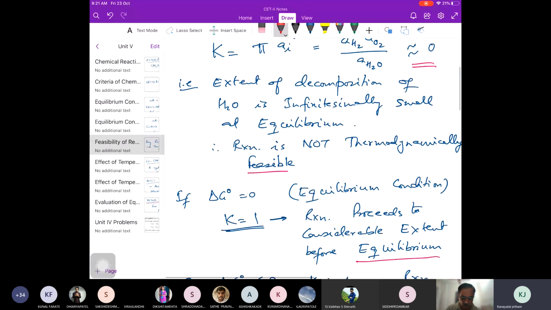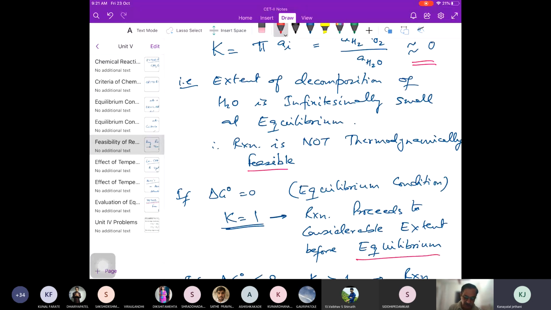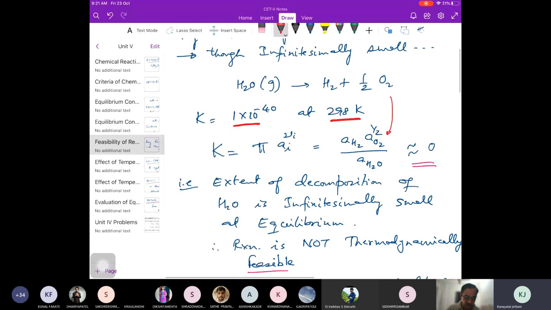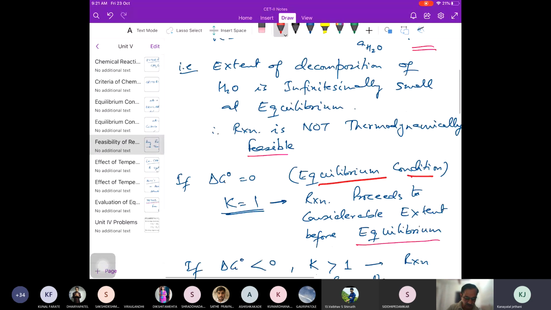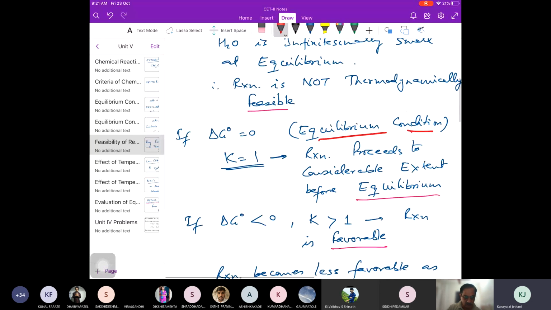So if delta G equal to 0, that is the equilibrium condition, कल देखा था हमने, right? If you put delta G equal to 0, कहाँ गया? Minus RT ln.